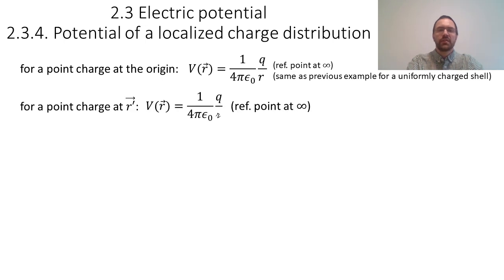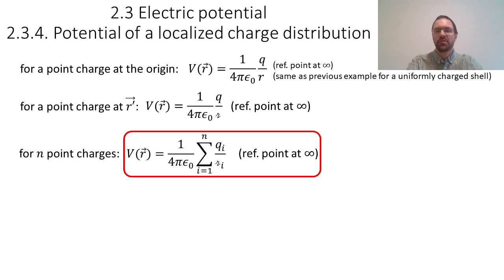If the point charge is not at the origin but at a position R prime, then instead of R, we're going to use the separation between R and R prime, so curly R. If we have multiple point charges, Qi, at different positions, then we can sum the potential from each of them. So we have V equal to 1 over 4 pi epsilon naught, sum for i equal 1 to n of Qi over curly Ri. Again, each time you use this, remember that the reference potential is at infinity.